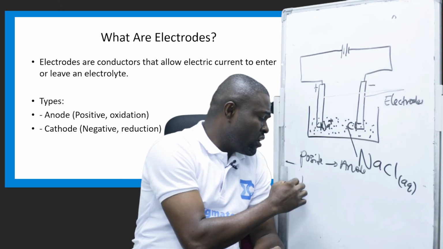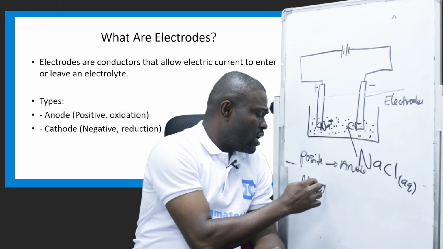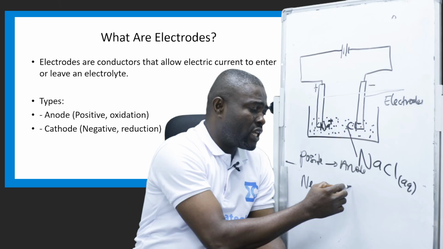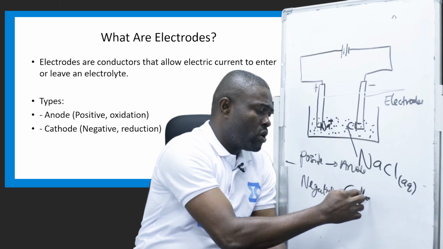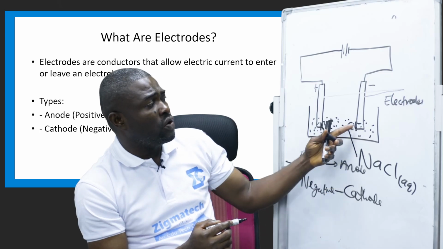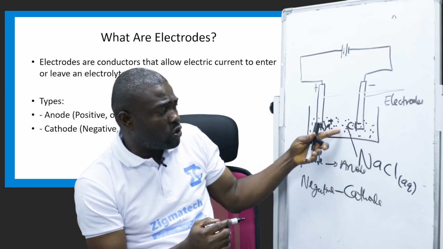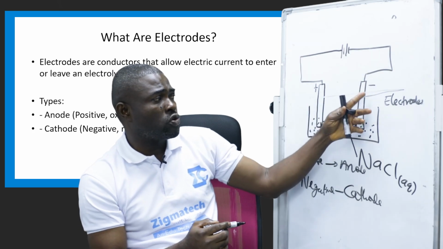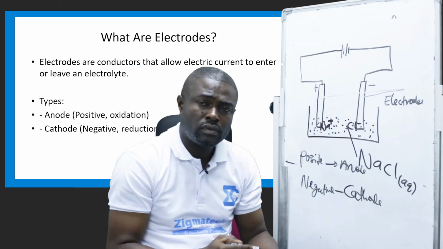While the negative rod or negative electrode is called the cathode. The current finally will move out from this electrolyte inside the electrolytic cell through the what? Negative electrode called the what? Cathode.